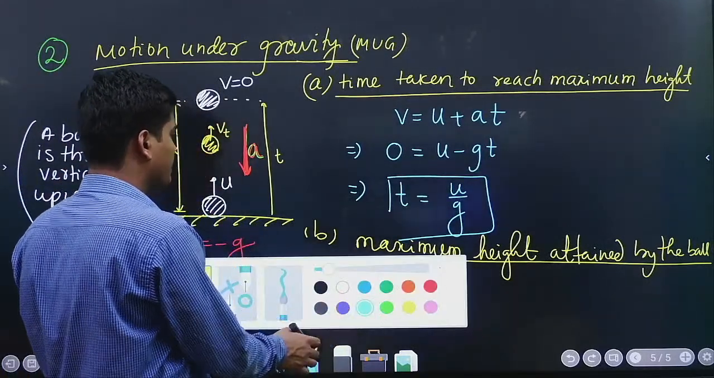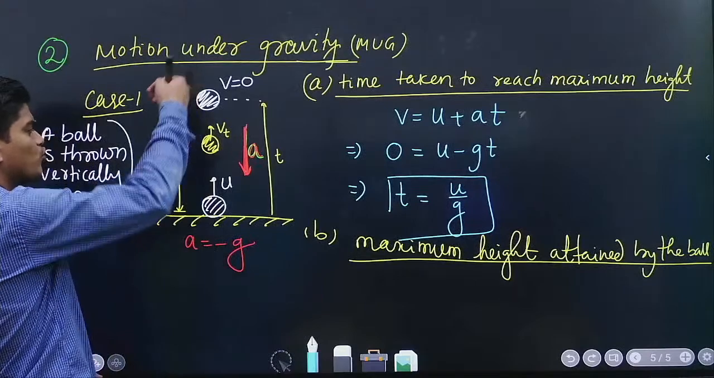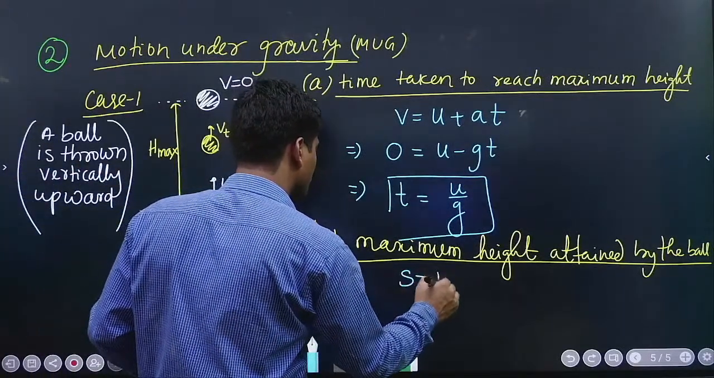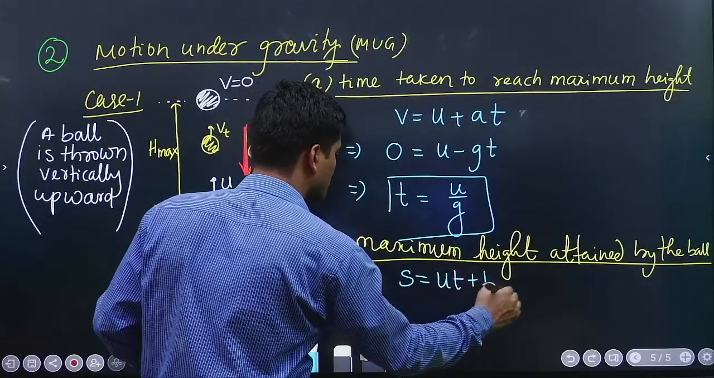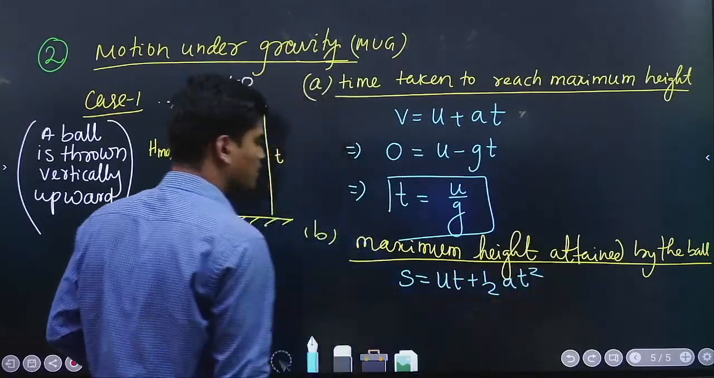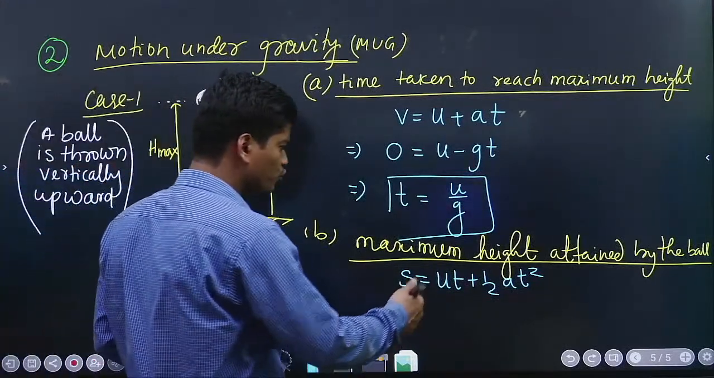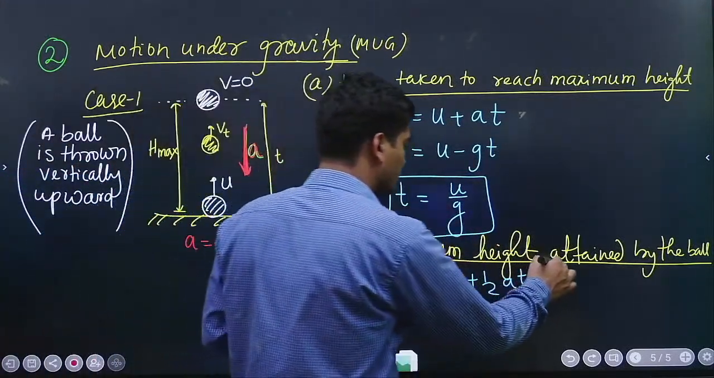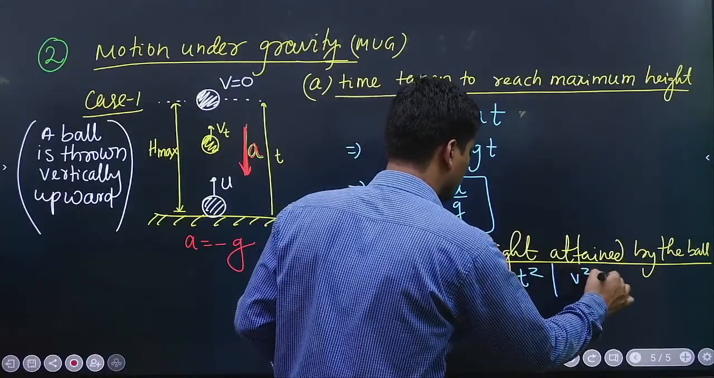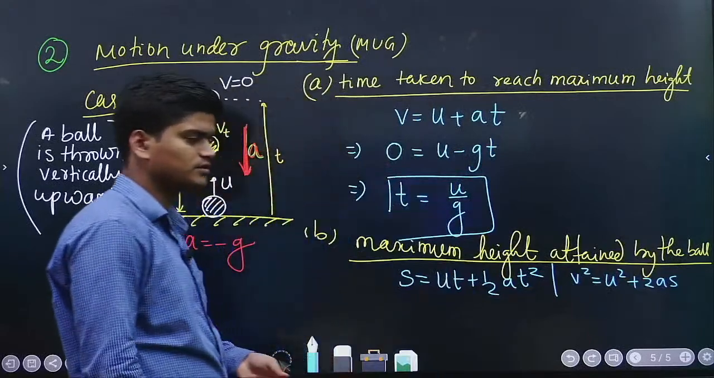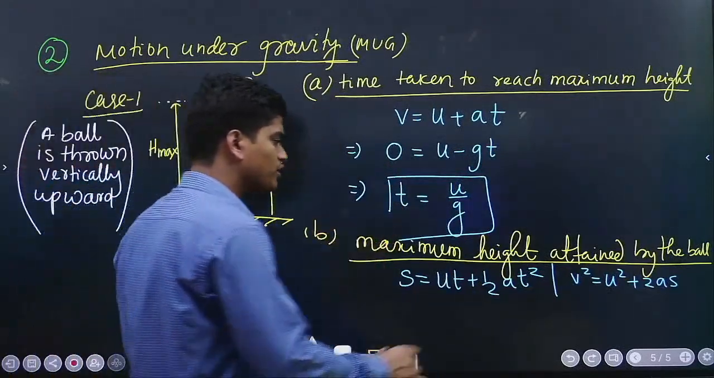Now here the maximum height we have taken is h max, as it is going upward. So what is h max? You can use the formula s equal to ut plus half at square. Now t you already know, so you can substitute it there, or you can also use v square equal to u square plus 2as. Whichever of the two equations you apply, you will get the same result.